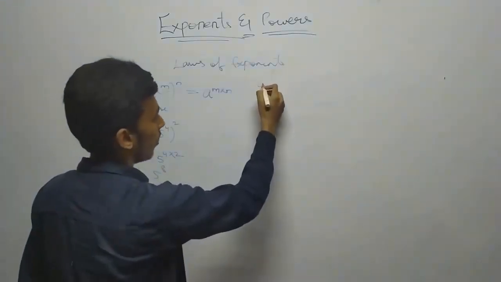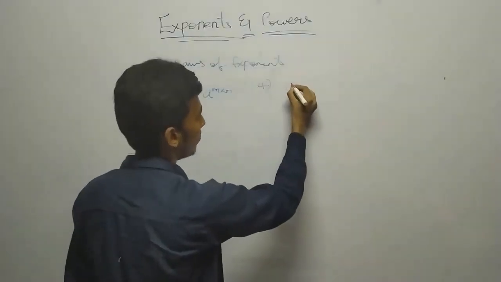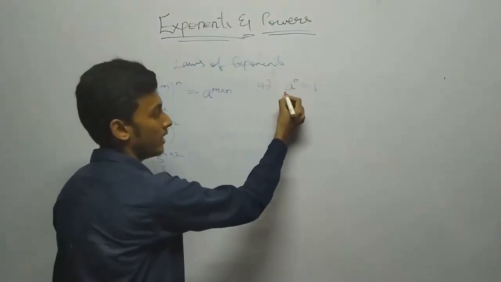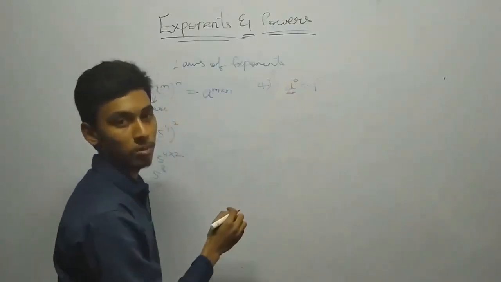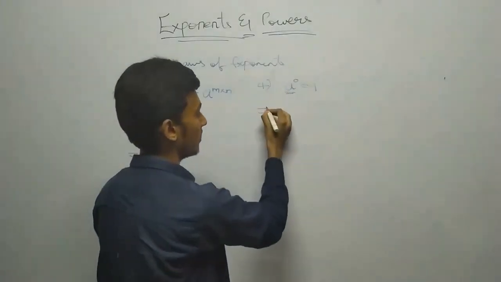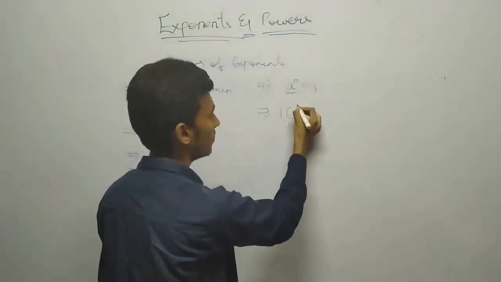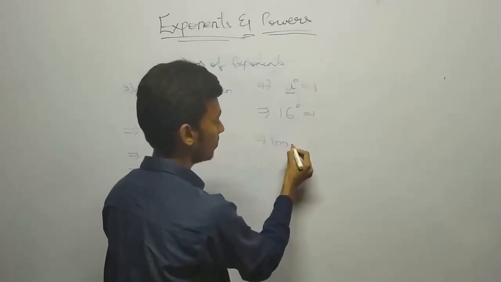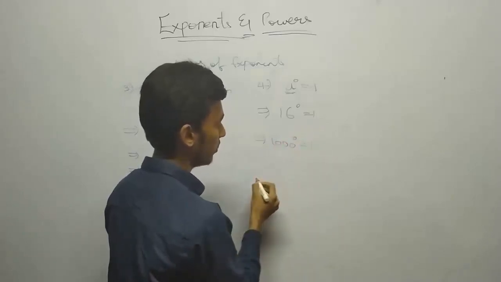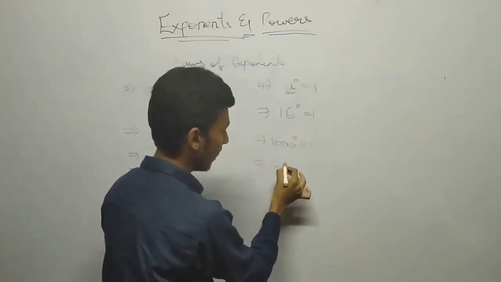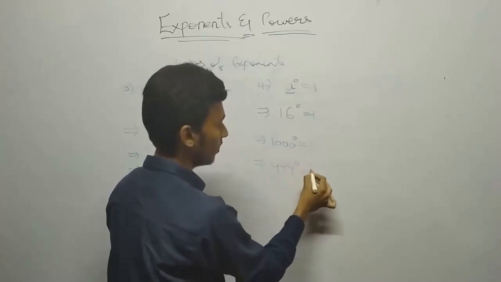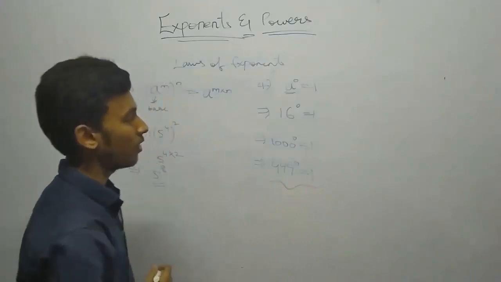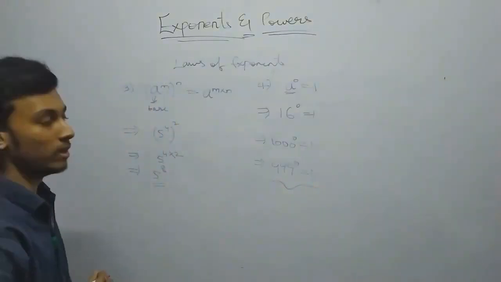Now the fourth law. The fourth law of exponents is a power 0 is equal to 1. It means any number power 0 will always be equal to 1. So as an example, 16 power 0 will be equal to 1. 1000 power 0 is also equal to 1. 999 power 0 will also be equal to 1. This is the simplification for the fourth law of exponents.